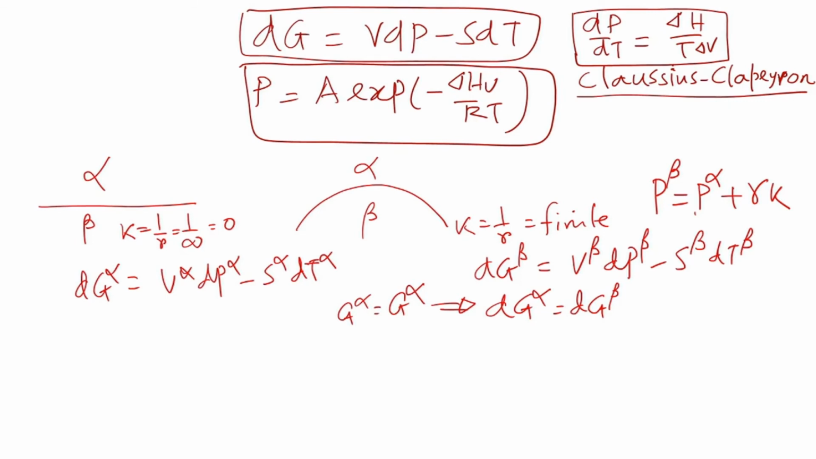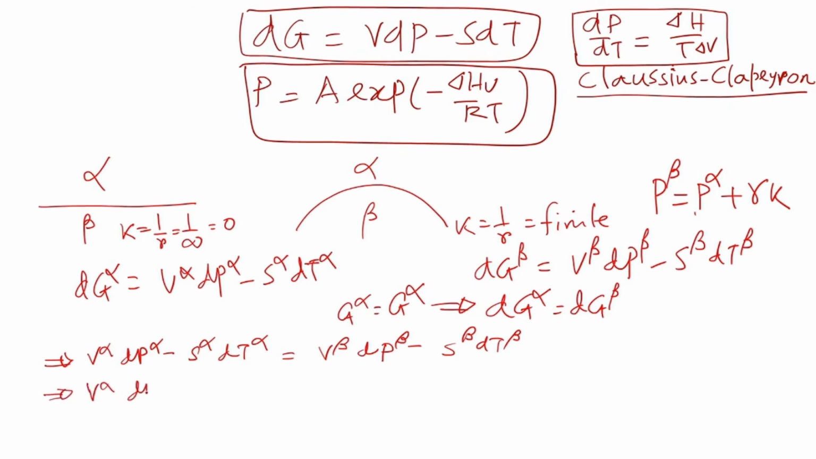So let us plug in these two, right? So V alpha dP alpha minus S alpha dT alpha. Okay, I am expanding this dG alpha, this is equal to V beta dP beta minus S beta dT beta, right? Am I clear? Okay. So then V alpha dP alpha minus S alpha dT alpha.